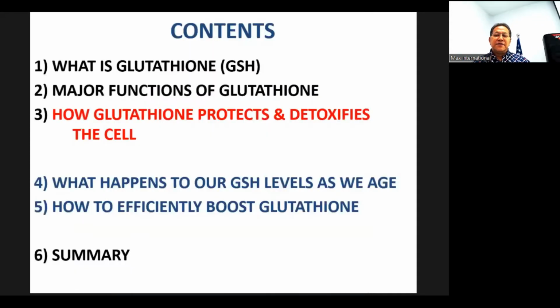Okay, so to know the detox power of glutathione, we need to know first what is glutathione, and then we shall discover what are the major functions of glutathione, and then how glutathione protects and detoxifies the cell, and then what happens to our glutathione levels as we age, and how to efficiently boost glutathione, and then I will summarize.